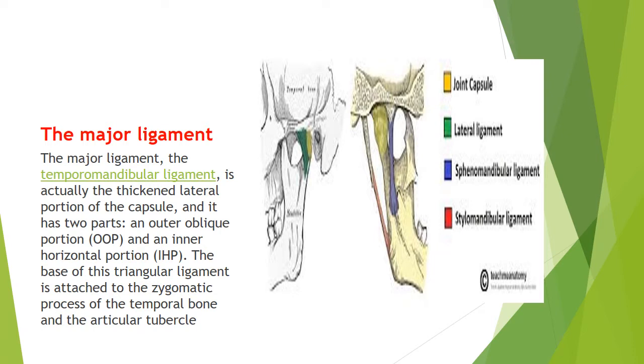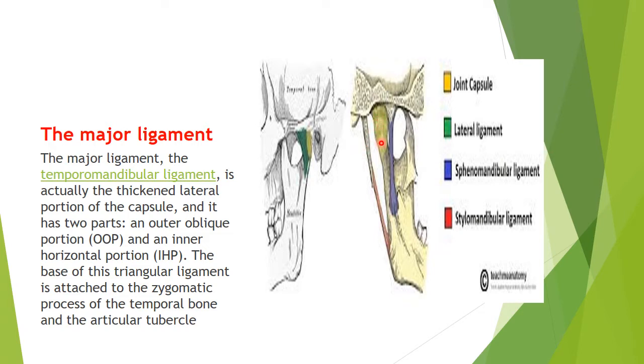So another important anatomical structure that we are going to be concerned about is the ligament. The major ligament is the temporomandibular ligament, which thickens the lateral portion of the capsule. It has two parts, the outer oblique portion and the inner horizontal portion. The base of the triangular ligament is attached to the zygomatic process of the temporal bone and to the articular tubercle. The whole joint capsule and the whole lateral ligament.